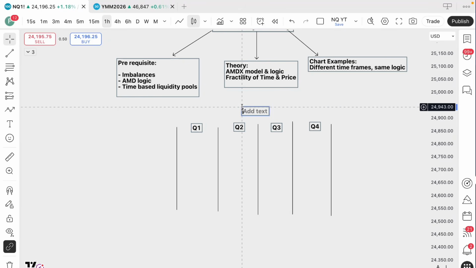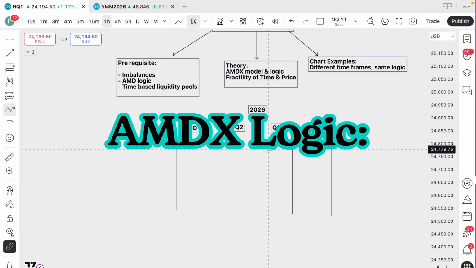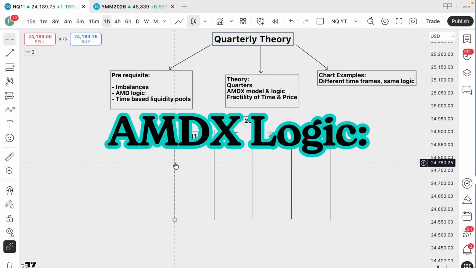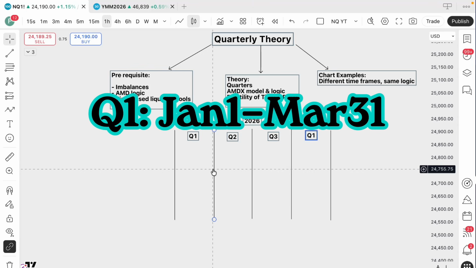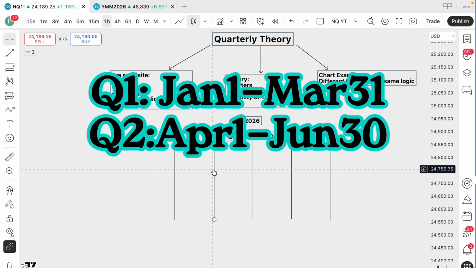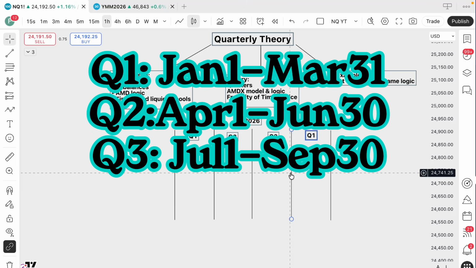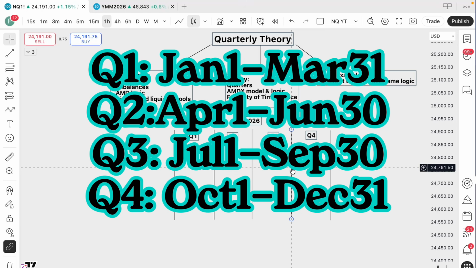This can be 2026, 4 quarters, so Q1, Q2, Q3, Q4. 1st of January to 31st of March, 1st of April to 30th of June, 1st of July to 30th of September, and October 1st to December 31st.